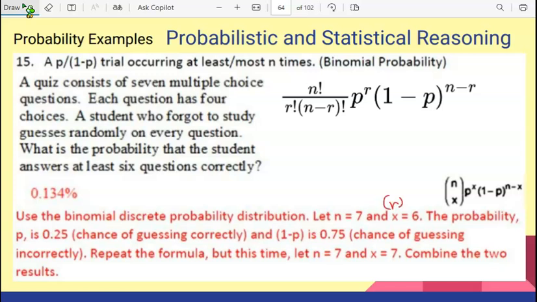We also call it r. The probability p is 0.25. That's the chance of guessing correctly. And the complement is 0.75, the chance of guessing incorrectly. Repeat the formula, but for the second time, you're going to let n equal 7 and r equal 7. Combine the two results. So if we plug this into this formula, it'll look like this.